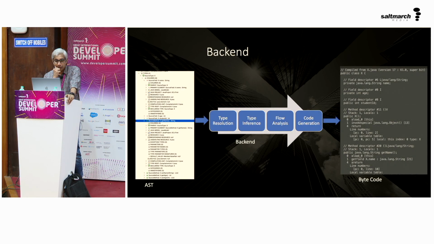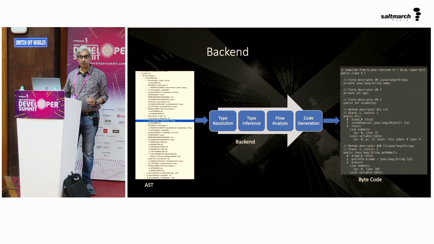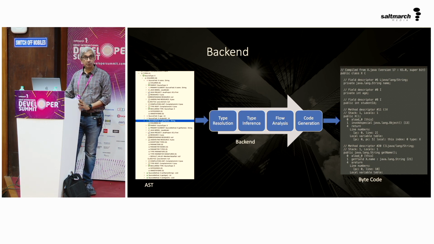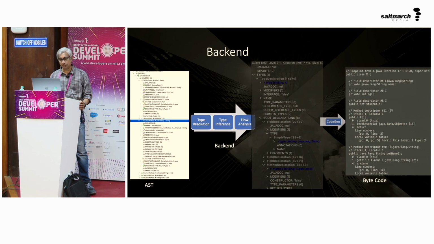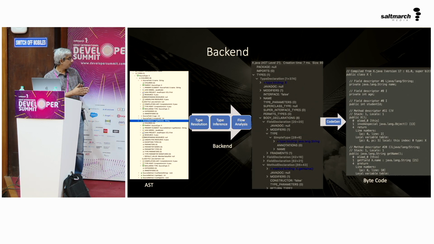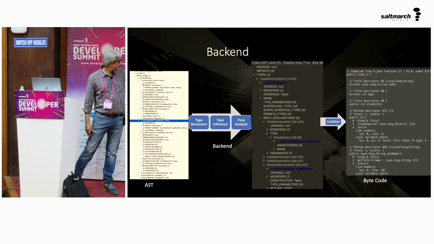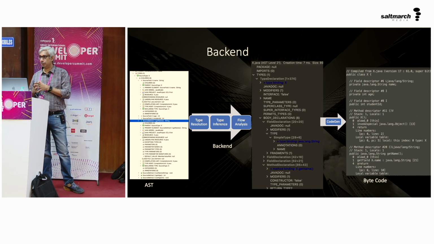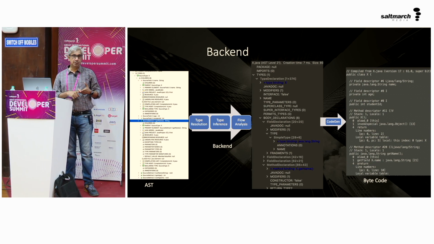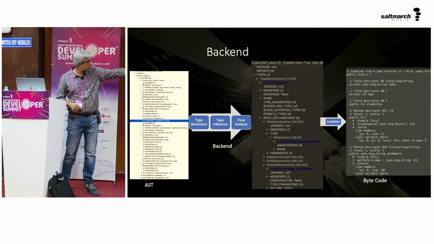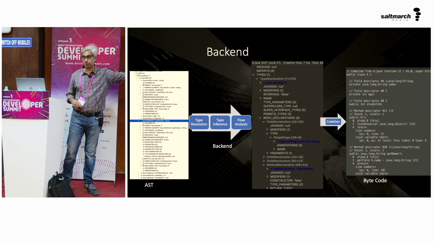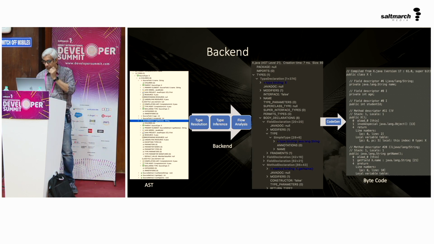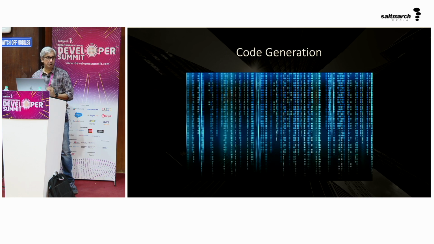So we said that it's going to be like this. There is an AST and it converts into bytecode. But let me take it one more level and say that there is type inference, type resolution, flow analysis. All of these things will decorate the abstract syntax tree with a lot of information: the type information, the method, the parameters, etc. And then the code generation comes in and generates the bytecode. So let's get into this beast of code generation.